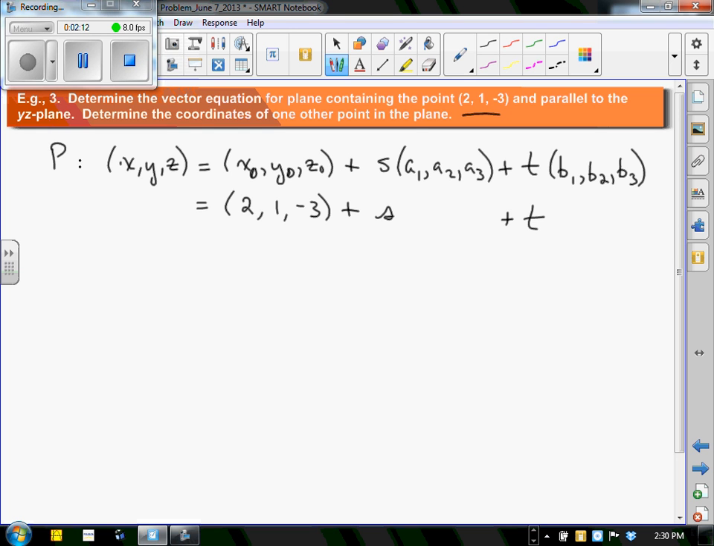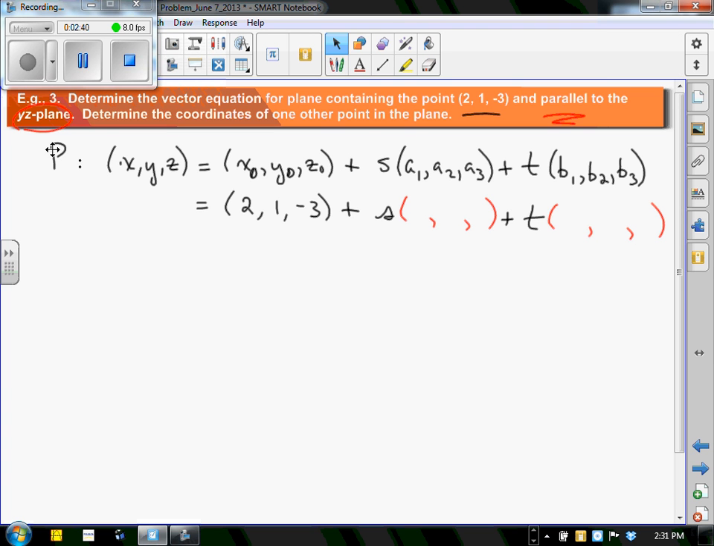Now, the secret lies in this fact here, that the plane we're searching for is parallel to the YZ plane. Okay, so these components here are going to be those two vectors that define, in general, the YZ plane. So that's exactly what we need to do.